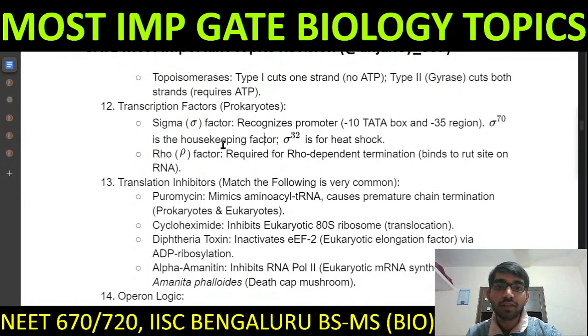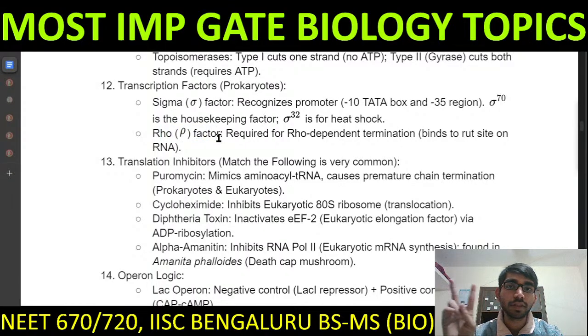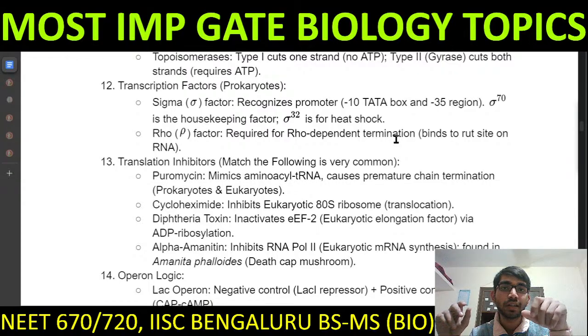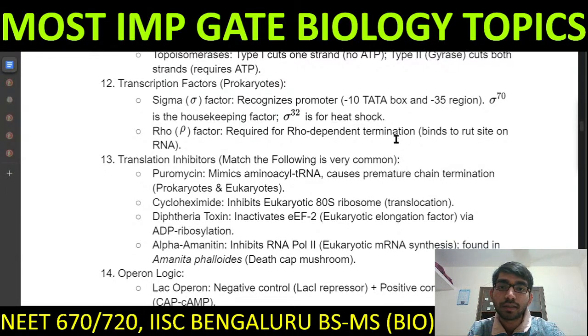Sigma 70 is the housekeeping factor, so that is present in general without any specific function. Then there is rho factor, which is required for rho dependent termination. So there are two ways of termination: rho independent and rho dependent. For rho dependent, you require this rho protein as well, which binds to the rut site on the RNA. So the RNA also has this rut site where this rho factor binds, and then quickly pulls out the RNA from the RNA polymerase complex, leading to the termination of the transcription.